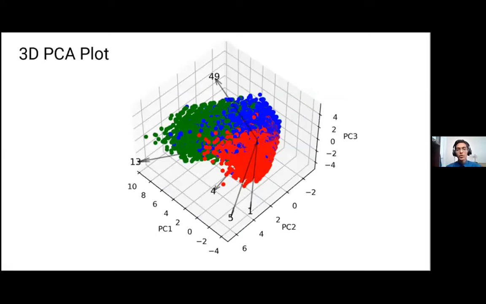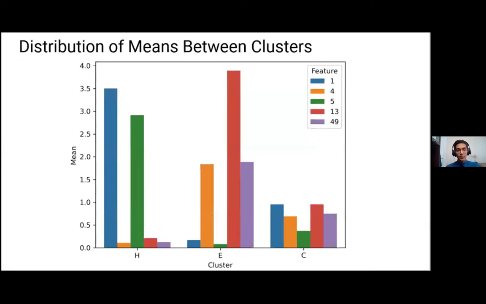Next, in order to determine the most important features in our entire dataset, we used principal component analysis to reduce and plot all of our data in 3 dimensions. We were able to identify 5 key features, 49, 13, 4, 5, and 1, as the most important features in our dataset. In addition, we plotted the distribution of the means for each feature across all 3 clusters and found the same 5 features in the PCA to have the highest variance. Since these results agreed with the PCA, the clustering algorithm was successfully able to capture the most important features of our dataset.